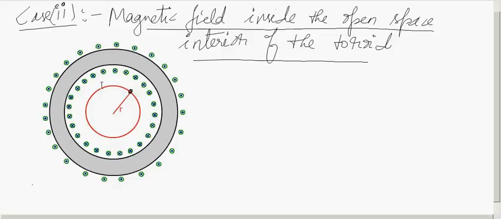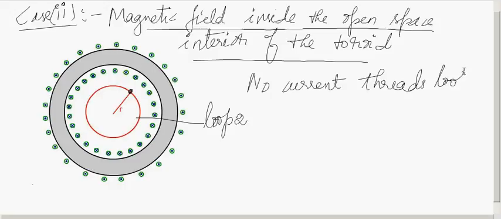So let us say r is the radius of this Amperian loop. When you are considering inside, consider an Amperian loop which encloses that point. Let us say this is loop 2. We are very clear from this figure that there is no current threading this loop, or inside this loop the current is zero. All the currents, or the toroid itself, lie outside this point. So no current threads loop 2, and this loop 2 actually lies inside the open space of the toroid.